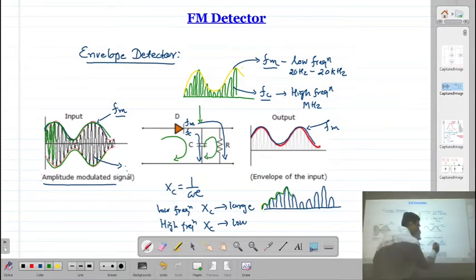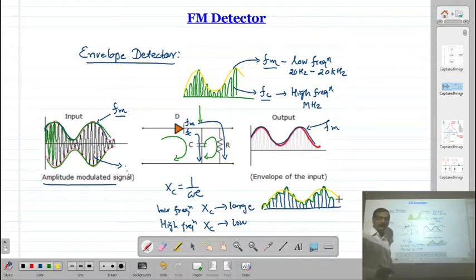So here we are selecting the value of R and C such that this charging and discharging will follow the envelope of the signal. If you see the average value, then this average value will be your modulating wave. So in this way you can separate a carrier frequency and a modulating frequency using an envelope detector.